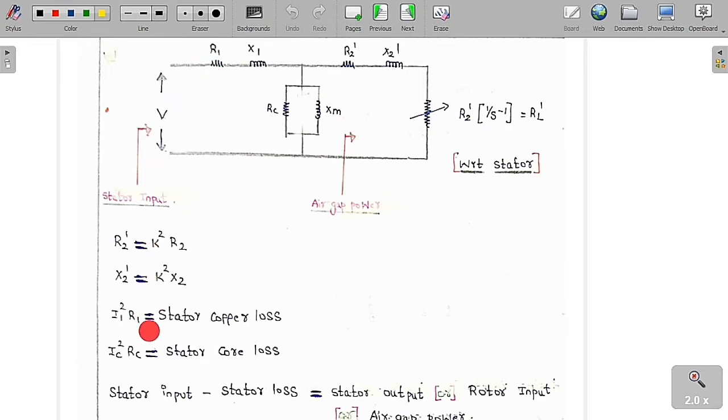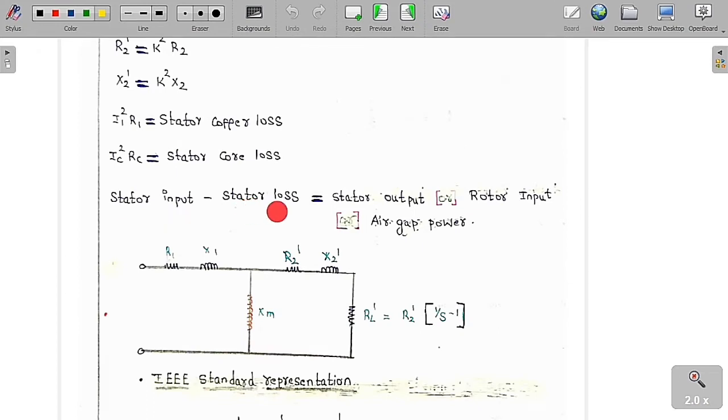I1 squared into R1 is called the stator copper loss, and IC squared into RC is called the stator core loss. Here it is I1, here it is IC. So I1 squared R1 is the stator copper loss, and IC squared RC is the stator core loss. Now, stator input minus stator loss.